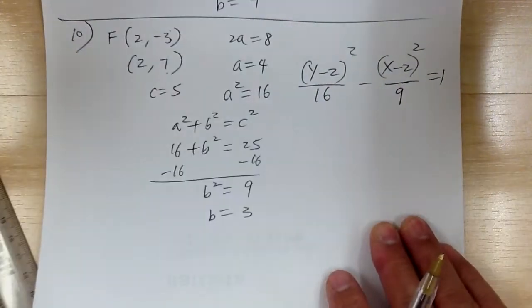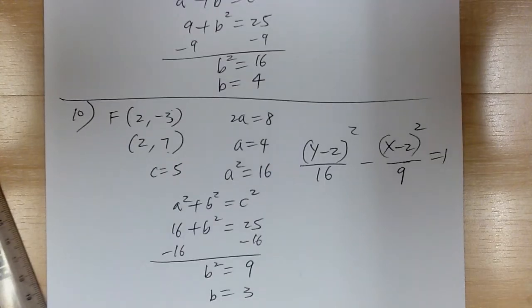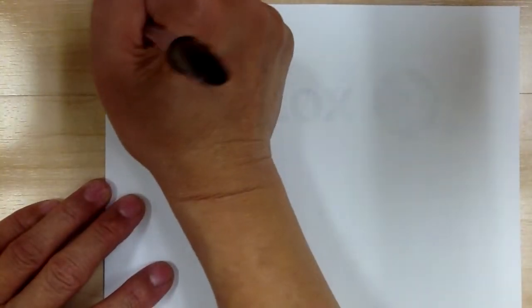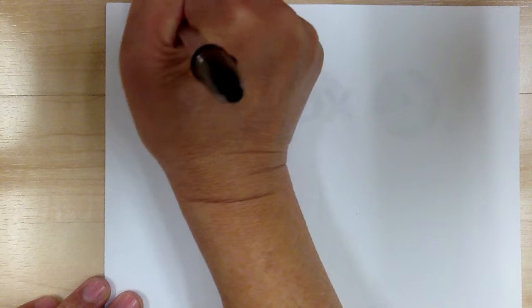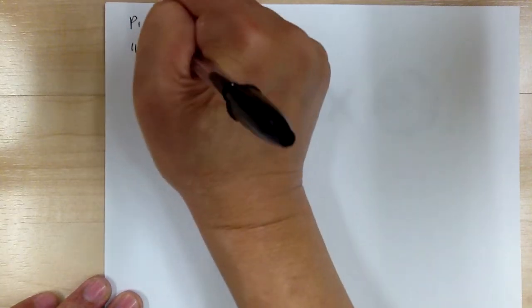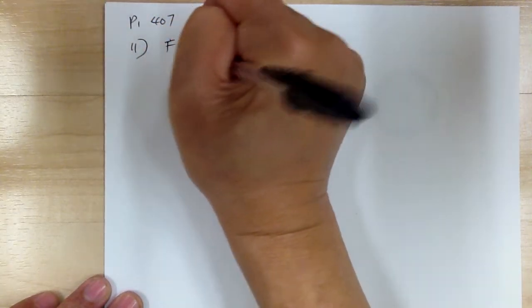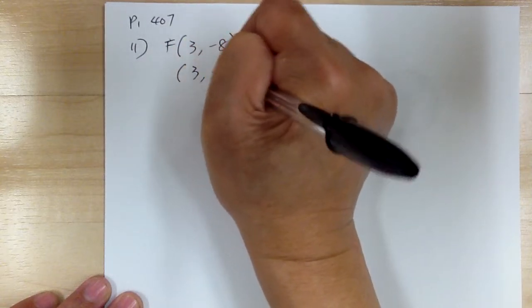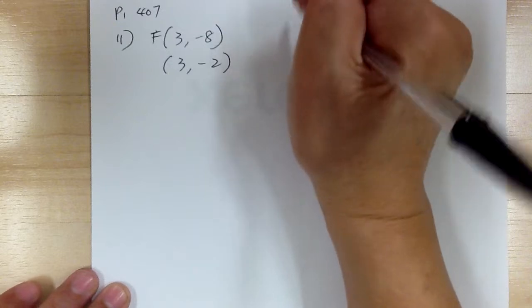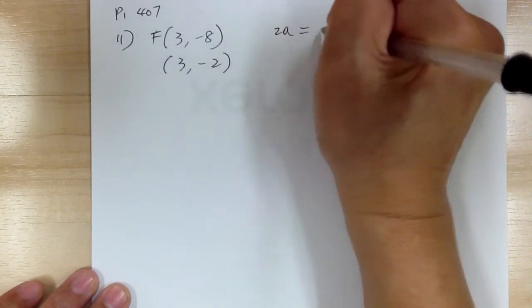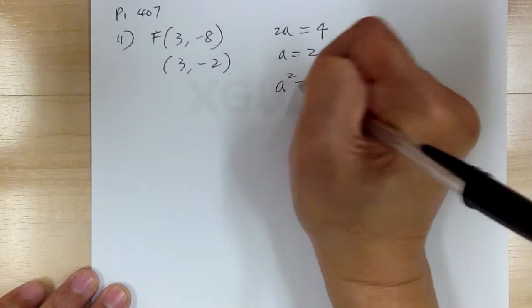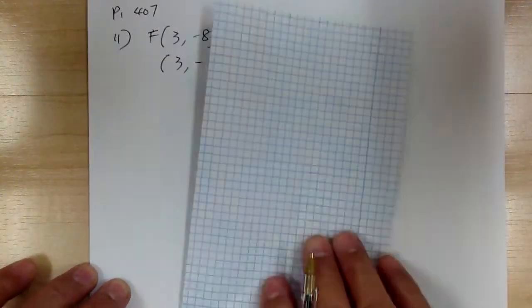Okay, let's go to number 11. Okay, your foci are at 3, -8, and at 3, -2, and the difference of the focal radii, so that's 2a, is equal to 4, so a equal to 2, so a squared equal to 4. Okay, so let's go and sketch it out.